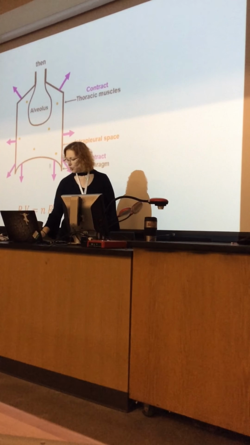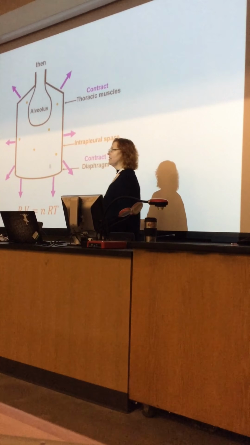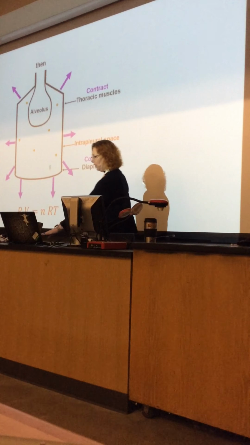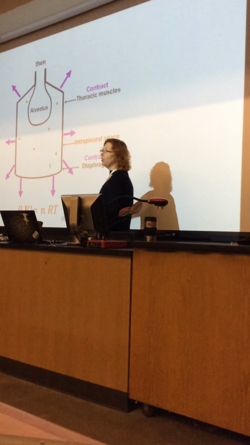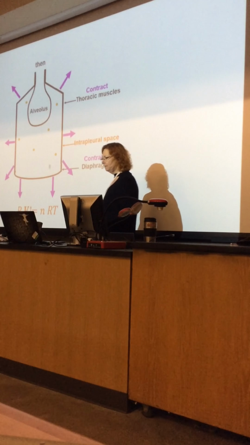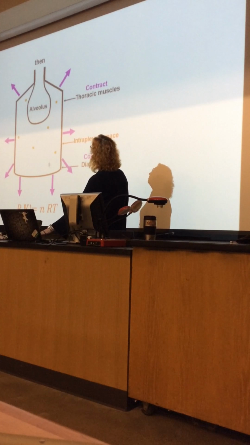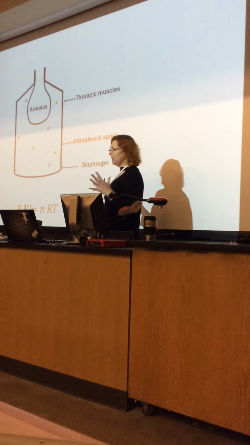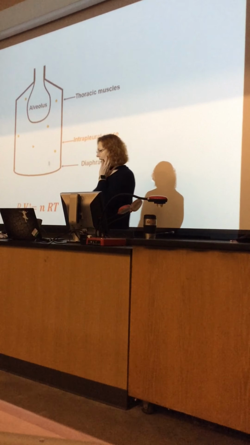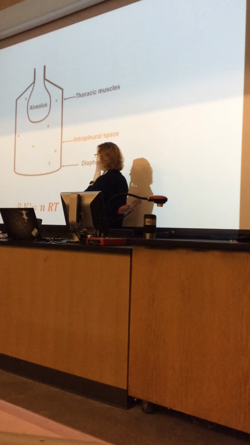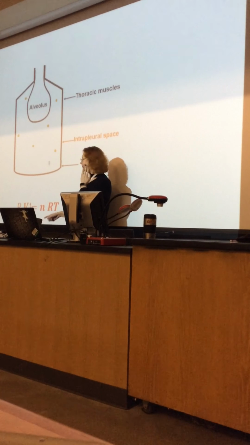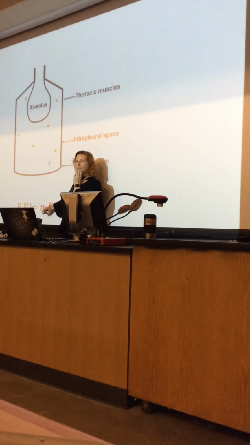So, when we contract our thoracic and our diaphragm muscles, what's going to happen to this? My intrapleural space is going to increase. It's going to get bigger, right? So what does that mean? That means my volume increases. So now my volume has increased, and we're going to look at our n, R, and T. What did we say n was?